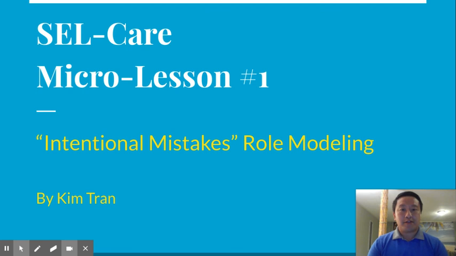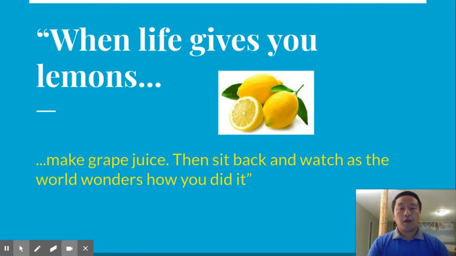This is micro lesson number 1 of my SEL-Care series. It's titled Intentional Mistakes Role Modeling. So when life gives you lemons, of course, make grape juice, right? And then sit back and watch as the world wonders how you did it. What I mean by that is we're going to work on taking a situation that can be uncomfortable, can lead to stress, frustration, anxiety, and other uncomfortable feelings, and we're going to turn it into a positive situation. We're going to make it a learning experience for our students and their parents and yourself.